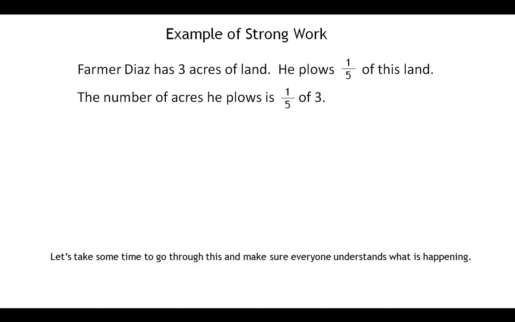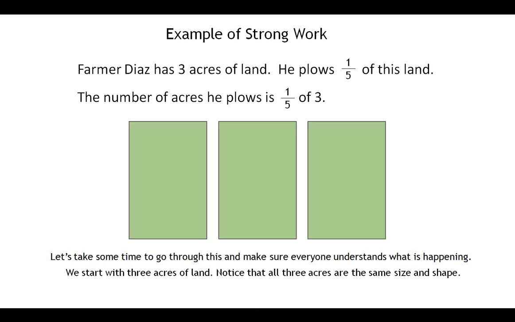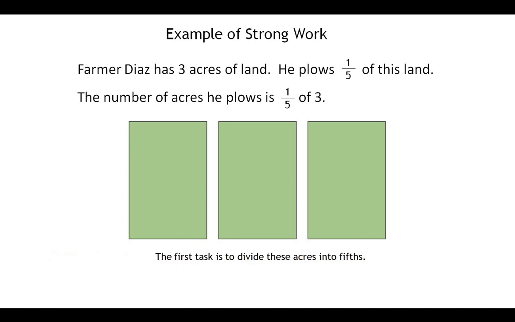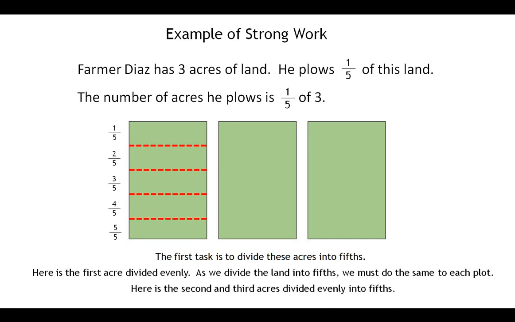Let's take some time to go through this and make sure everyone understands what is happening. We start with 3 acres of land. Notice that all 3 acres are the same size and shape. The first task is to divide these acres into fifths. Here is the first acre divided evenly. As we divide the land into fifths, we must do the same to each plot. Here are the second and third acres divided evenly into fifths.